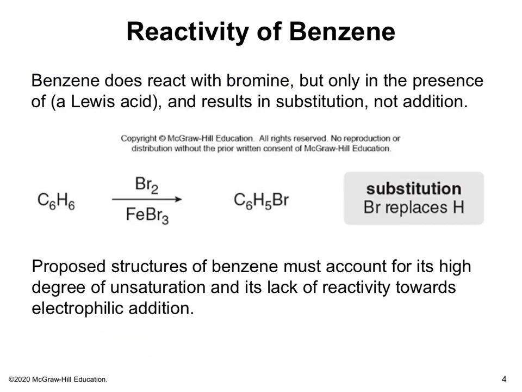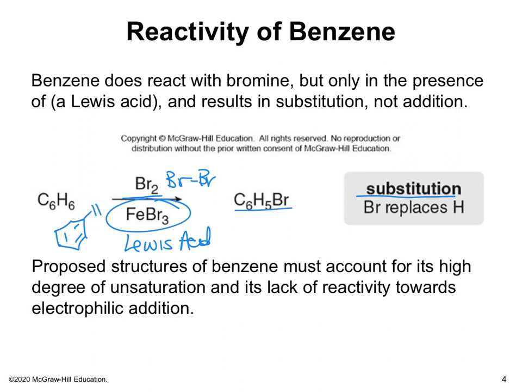So benzene doesn't act like a double bond, but you can get substitution to happen if you use a Lewis acid. So this is a Lewis acid, and so when you have benzene and you add bromine with the Lewis acid, you can replace one of the hydrogens here with a bromine. So you can get a substitution product where one of the hydrogens gets replaced with a bromine, but you have to add a Lewis acid to the bromine.